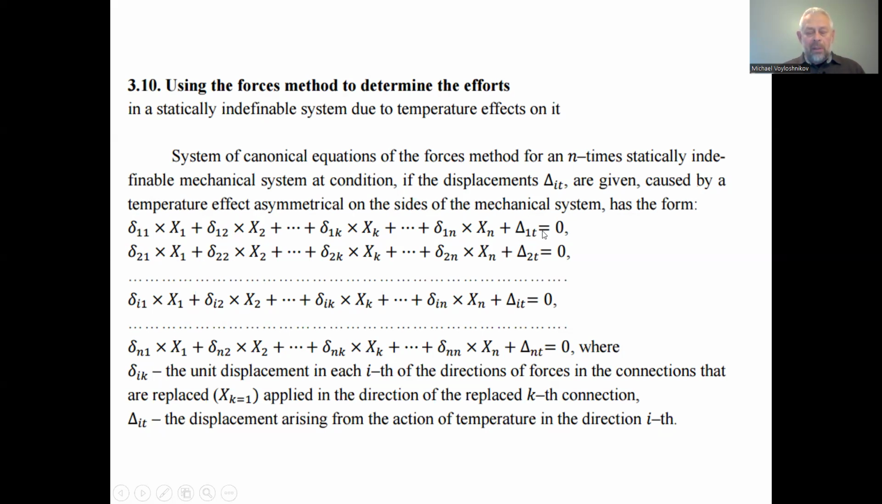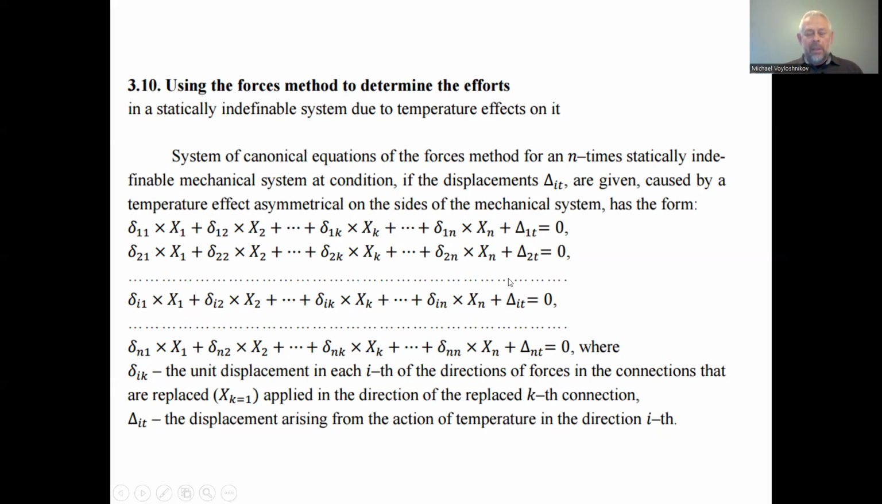And counting the displacement under the external load, we have the equation of the total displacement equal to zero, as we have a statically indeterminate system and we assume that the displacement of the support is zero. As well, for the direction of the second cutoff link of the mechanical system when doing the main system, statically determinate, of the assigned system, and so on. And we have n canonical equations in the system of canonical equations of the force method.